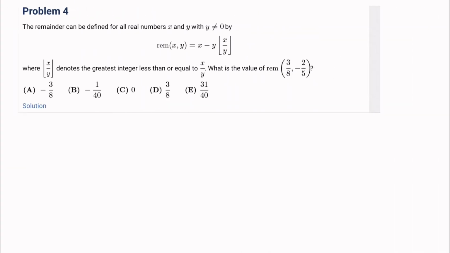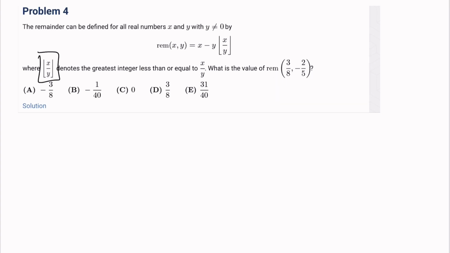Number 4, the remainder can be defined for all real numbers x and y with y not 0 by this equation, where the floor of x over y denotes the greatest integer less than or equal to x over y. This floor function is used very much in AMC 10 as well as 12, so you would do well to remember it. What is the value of the remainder of this?